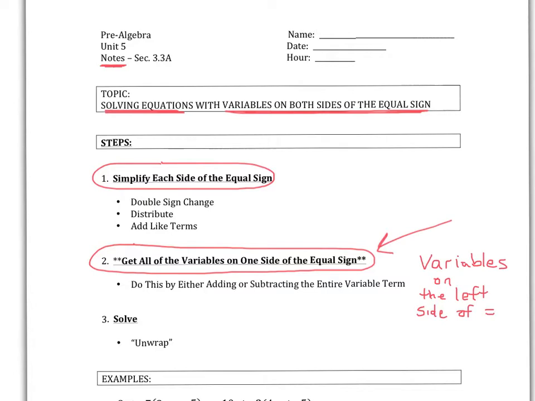Okay, step 3, we just solve, and that's what we've been doing for about a week and a half. And solving means just basically to unwrap it. Alright, let's try some examples.